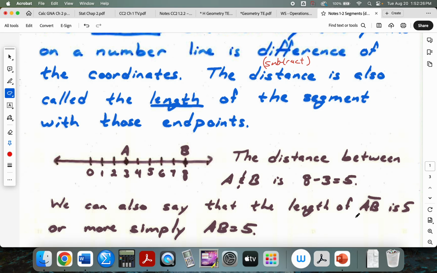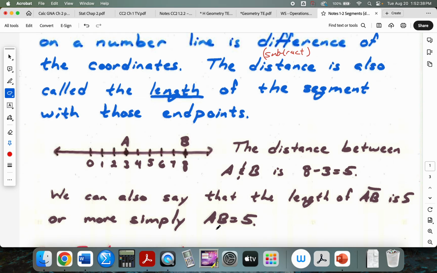Or, and there's a bunch of symbols in geometry, and they all make really good sense except for this one. When they say AB equals 5, what they're saying here is, please write this, the length of segment AB. So when you just see two letters like that, they're talking about the length of the segment, or how far apart the endpoints are.